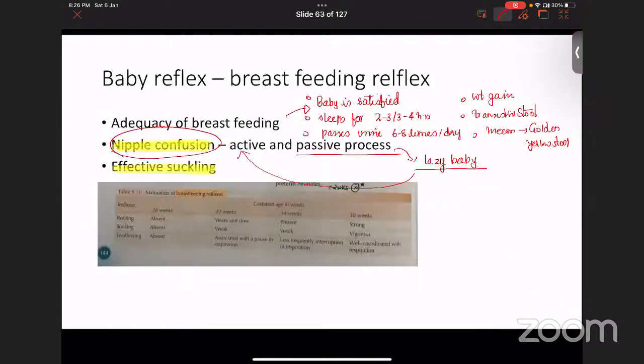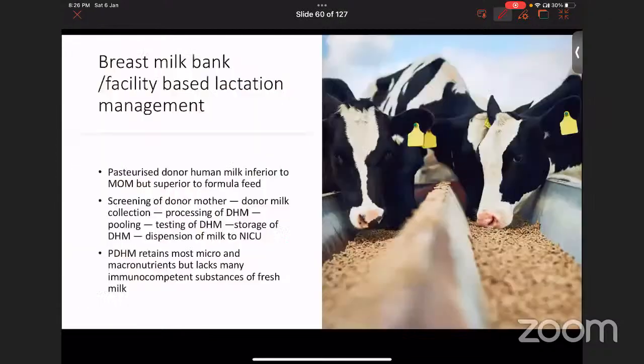The last thing is what about the breast milk bank? So breast milk bank or facility-based lactation, pasteurized donor human milk is in. So here what happened? Some babies, the mother is very sick and cannot give milk, or the mother has expired because of a severe illness. Then these babies need some milk.